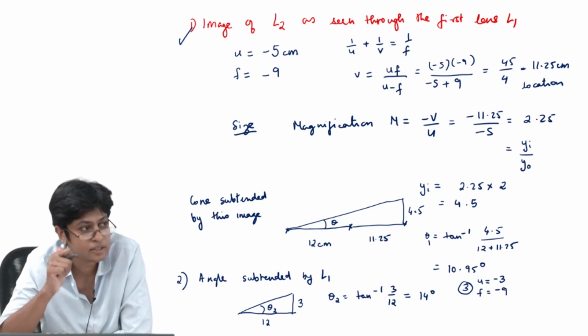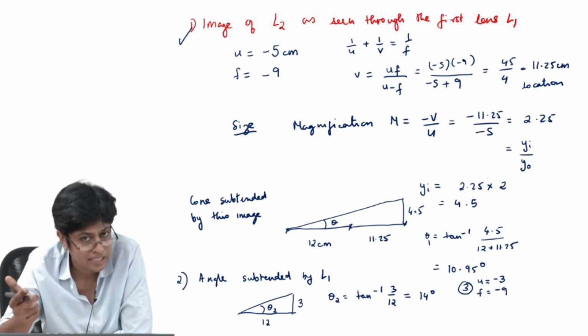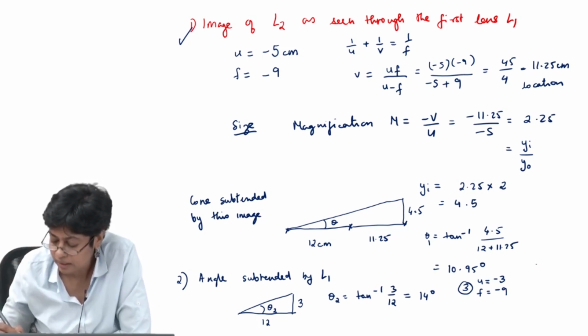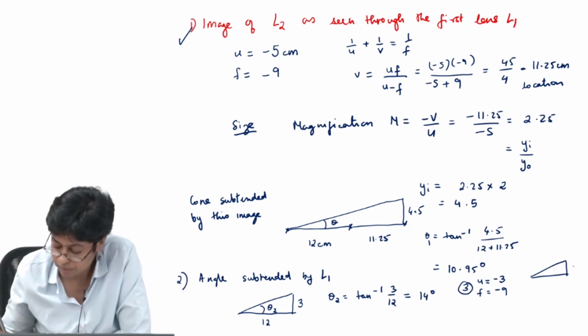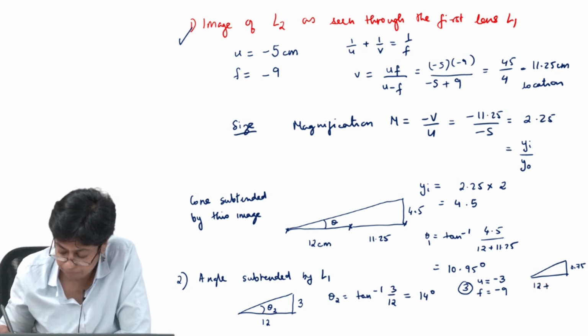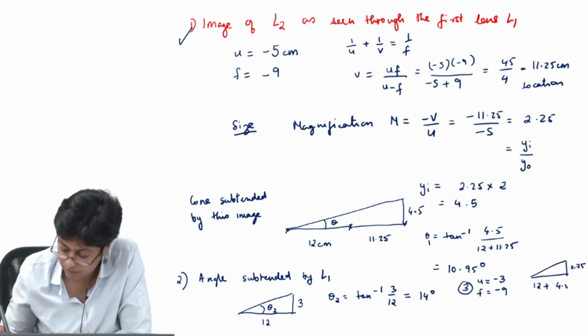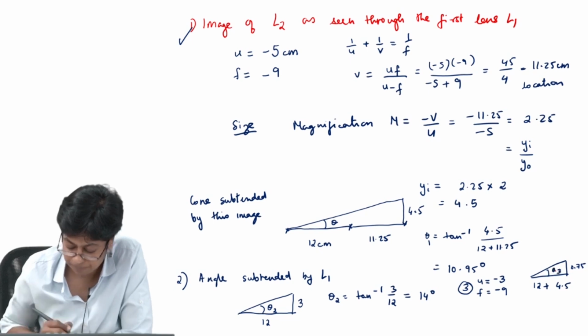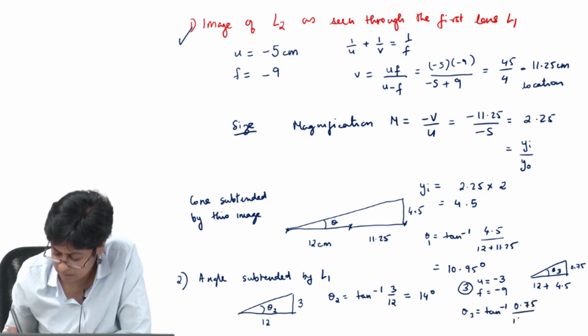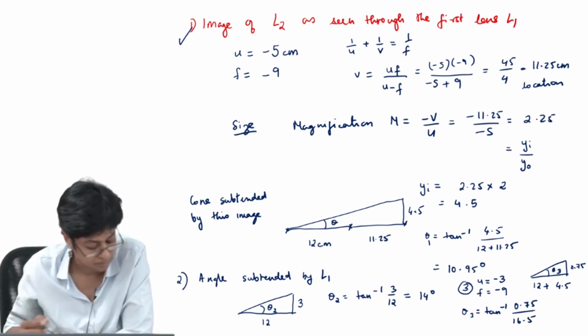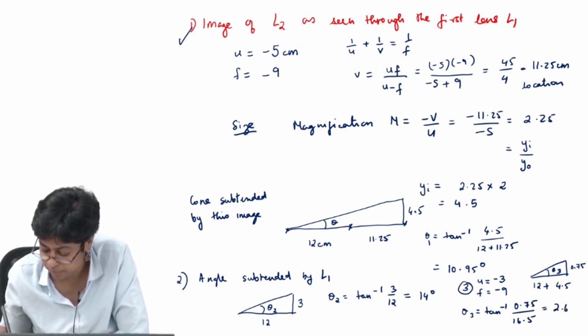And again I will calculate the location of the image, the size of the image, and I will find the angle subtended by the image. 0.75 is this dimension. This is 12 plus 4.5, this is theta 3. So, theta 3 is tan inverse of 0.75 by 16.5, and this works out to 2.6 degrees.